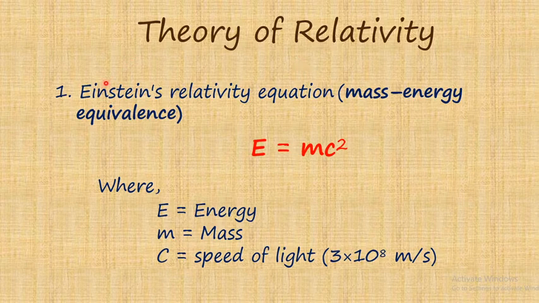The first one is Einstein's relativity equation, mass energy equivalence. We know this formula: E equal to mc square, where E equal to energy, m equal to mass, and c equal to speed of light, which is 3 into 10 to the power 8 meter per second. Let's move to the next one.